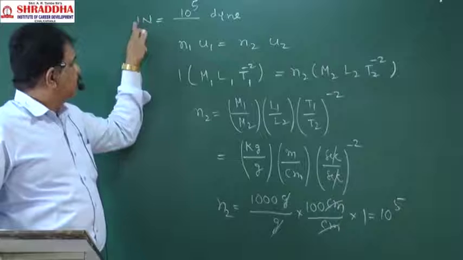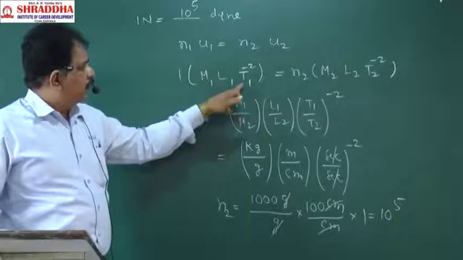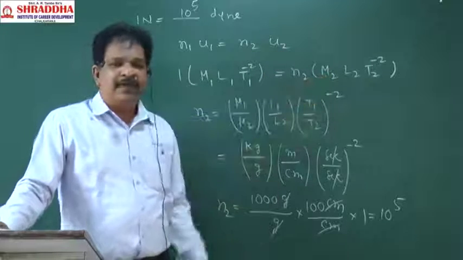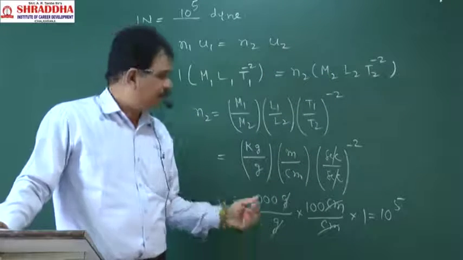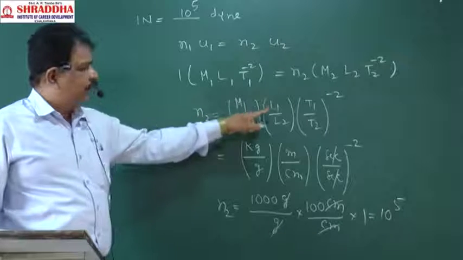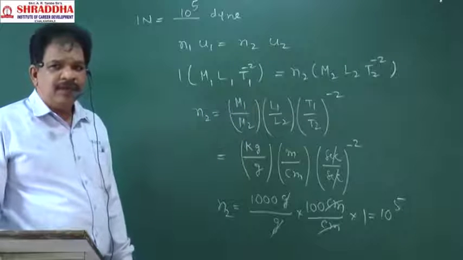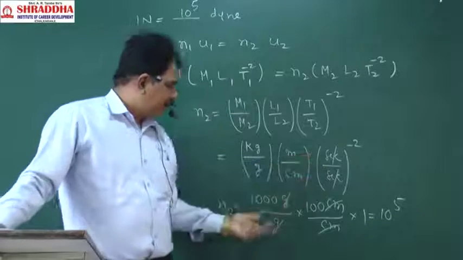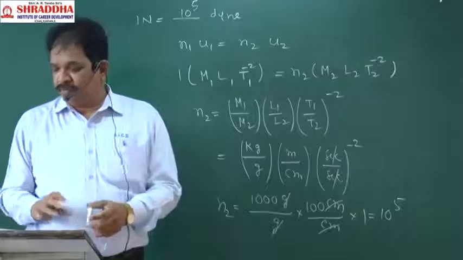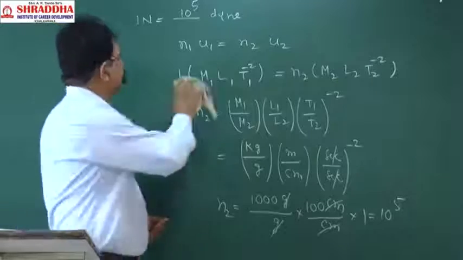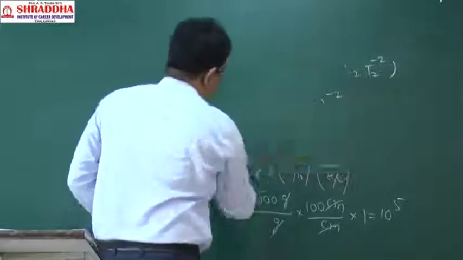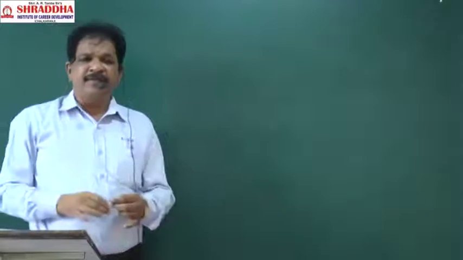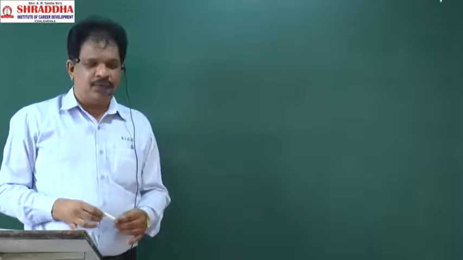N1 is this one unit. In the U1 place, the dimension formula we wrote. In the N2, U2 place, the same dimension formula will be there. Then N2 is equal to M1 by M2, L1 by L2, T1 by T2 power minus 2. Write the units. Then we will get N2 is equal to 10 power 5. So 1 Newton is equal to 10 power 5 dyne. That is the relation between SI and CGS units of force.